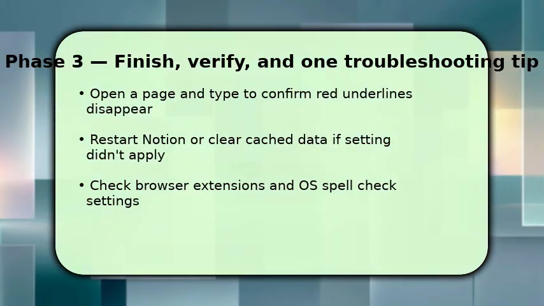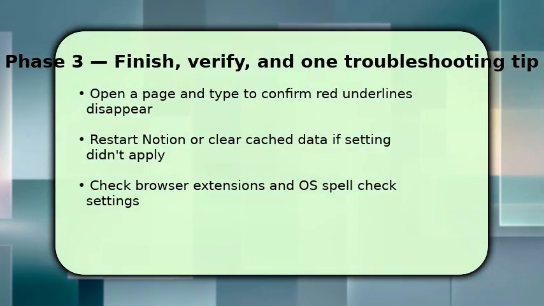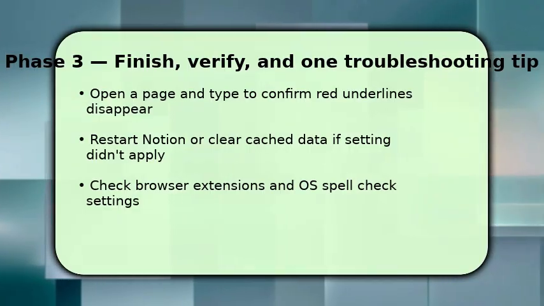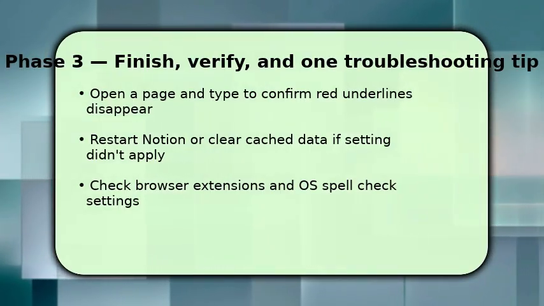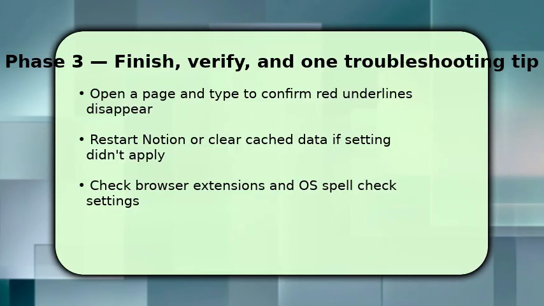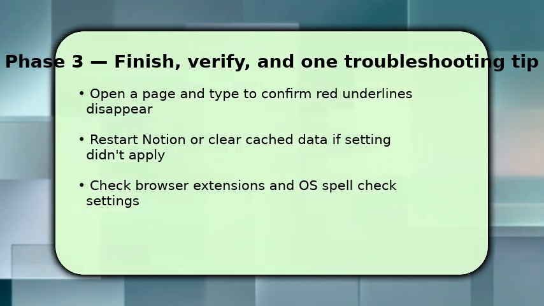Finish by verifying the change. Open any page and type a deliberately misspelled word to confirm red underlines are gone. If you still see spell check, restart Notion. Sometimes cache settings require an app restart to apply.